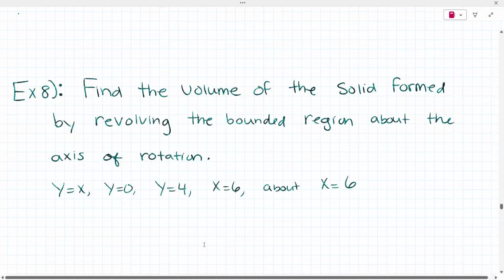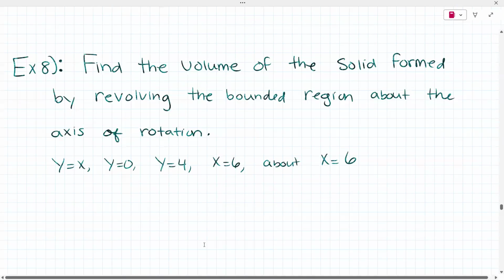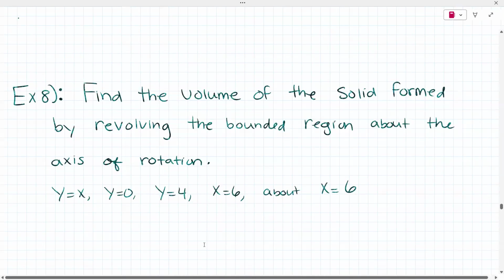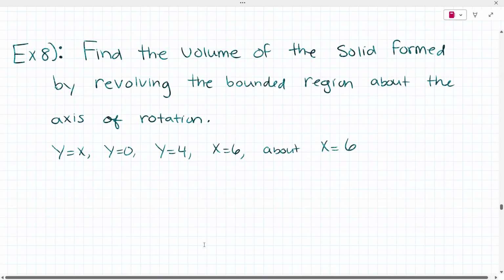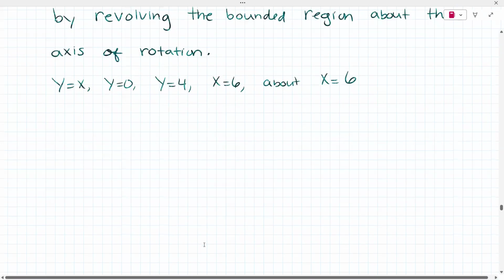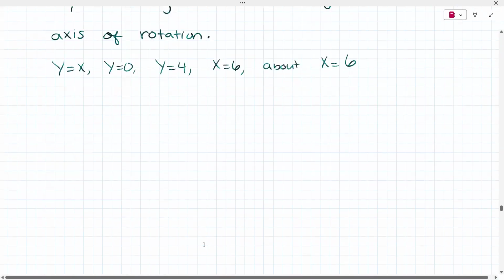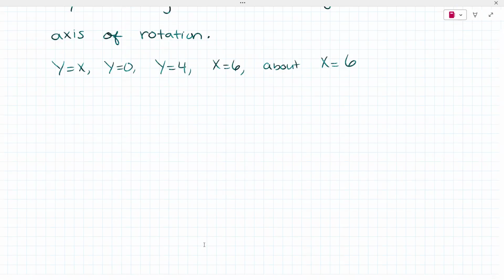Okay, so example 8 says find the volume of the solid formed by revolving the bounded region about the axis of rotation. We have y equals x, y equals 0, y equals 4, x equals 6, and we have to revolve it around x equals 6. So let's start drawing our image. These aren't too bad. y equals x is a linear line, y equals 0 is a horizontal line, y equals 4 is a horizontal line, x equals 6 is a vertical line. So it should look like this.